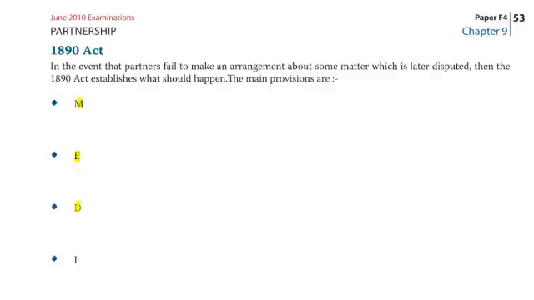D refers to a situation where a partner may derive some benefit as a result of his use of firm assets. D then is for derived benefit, and the 1890 Act says that where a partner derives a personal benefit from their use of the partnership assets without consent, then he must account for and pay over to the firm all the benefit so derived.